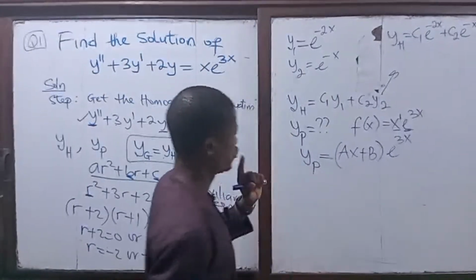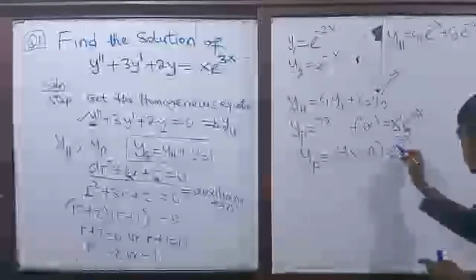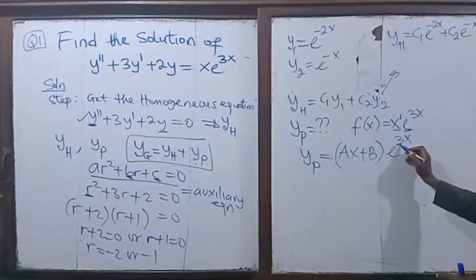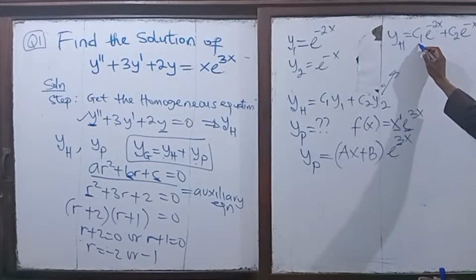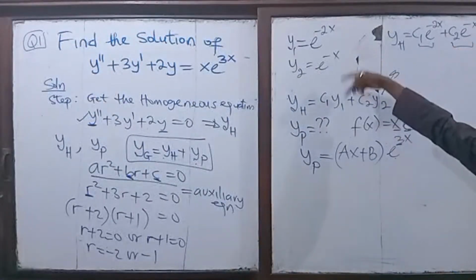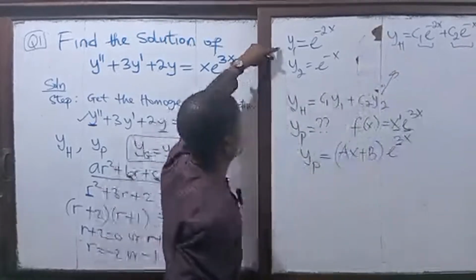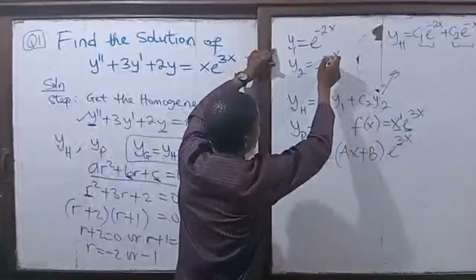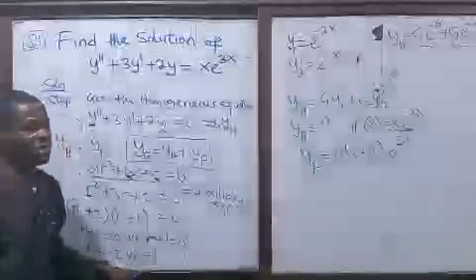So then the next thing to do now, you need to confirm what you have here. The exponent of the e is 3 here. Do we have any 3 in the homogeneous equation? Check the roots of the auxiliary equation. Do we have anywhere where r is 3? No. We only have minus 2 and minus 1.